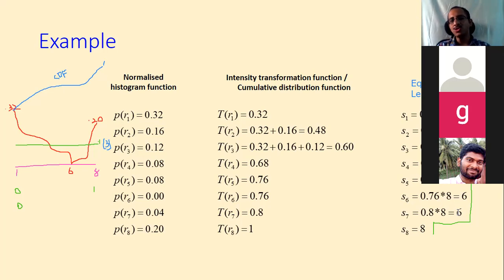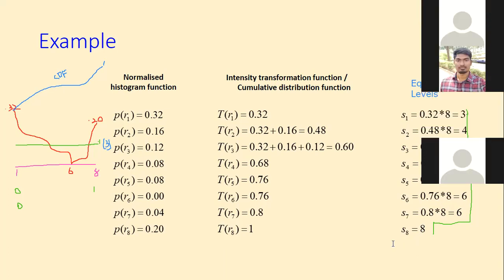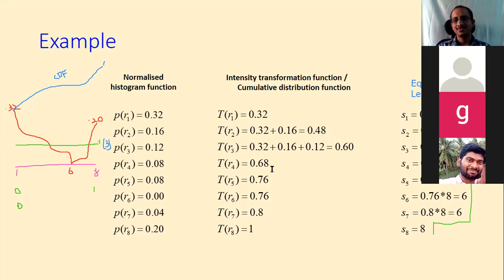But our objective is to have 3 pixels roughly at each intensity value, right? So are we able to meet that now after equalization? We cannot strictly meet that. Yeah, why? What is the reason? What do you think is the reason?